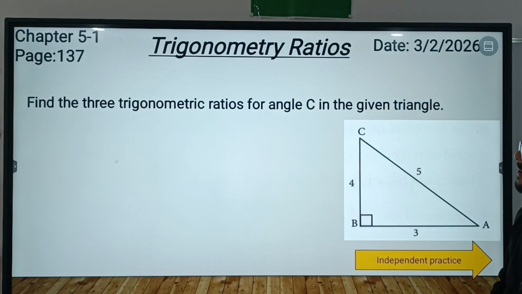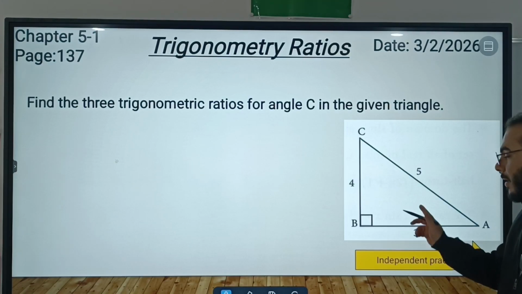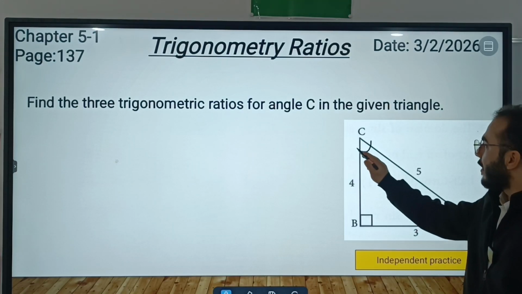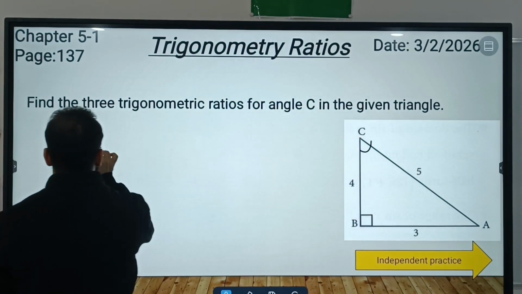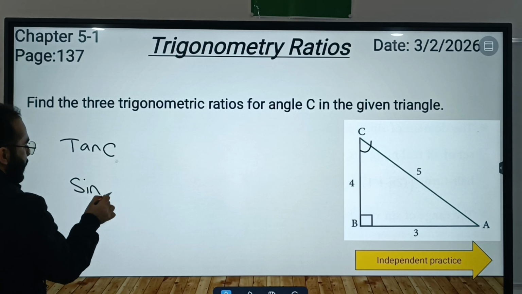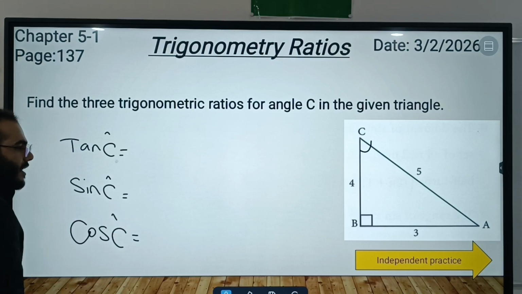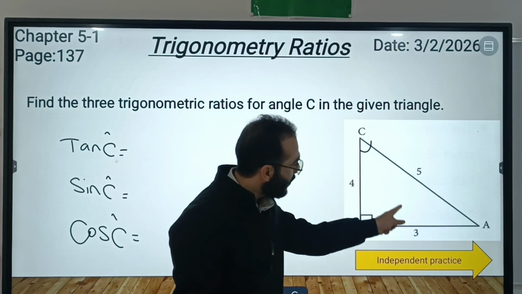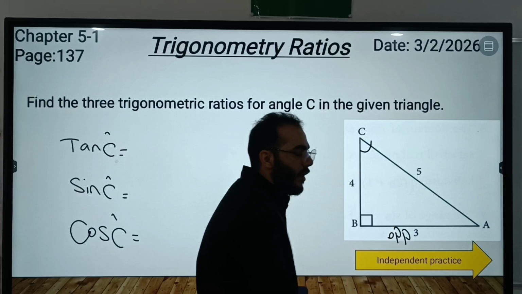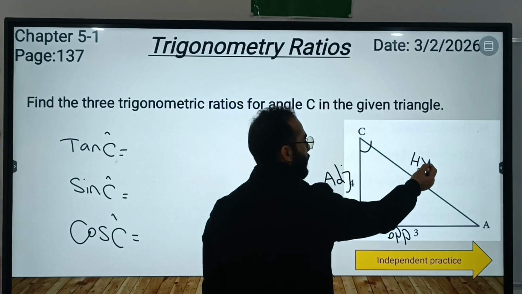Okay, the next question that might come is regarding angle C. Remember, we said that if we change the angle, opposite and adjacent will change, but the hypotenuse will stay the same. Right now, I will change to angle C. It says find the 3 trigonometric ratios, of course. So tan C, sine C, and cosine C. For this angle, this is going to be the opposite side. And here is going to be the adjacent. Of course, this one is going to be the hypotenuse.